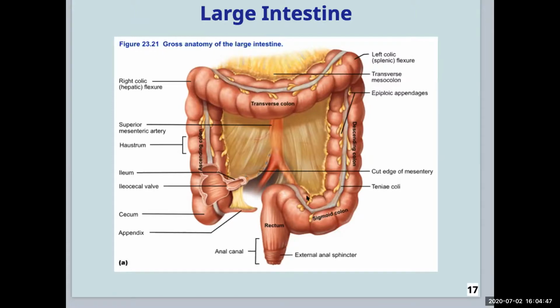Finally, you have these muscular pouches. These are known as haustra. Okay. Haustrum is singular, haustra is plural. The haustrum is H-A-U-S-T-R-U-M, so that's singular. Plural is haustra, which is H-A-U-S-T-R-A.